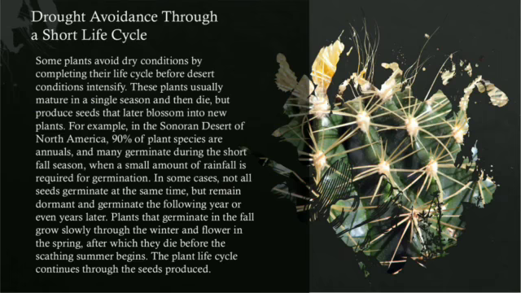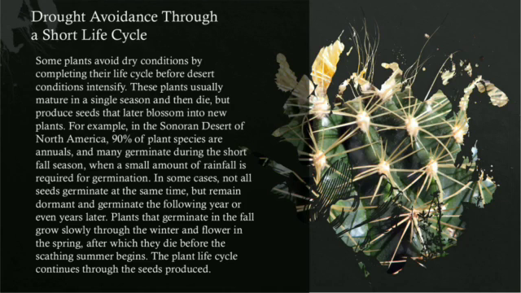Drought avoidance through a short life cycle. Some plants avoid dry conditions by completing their life cycle before desert conditions intensify. These plants usually mature in a single season and then die, but produce seeds that later blossom into new plants. For example, in the Sonoran Desert of North America, 90% of plant species are annuals and many germinate during the short fall season, when a small amount of rainfall is required for germination.